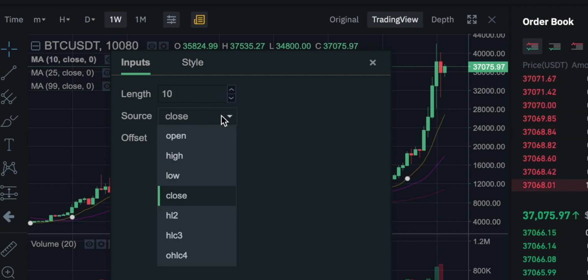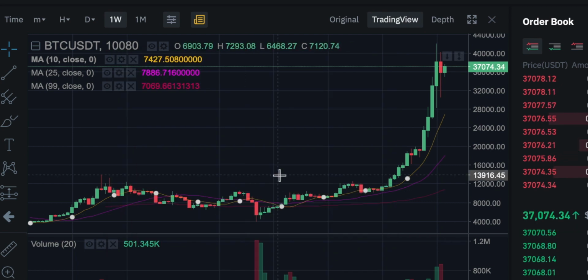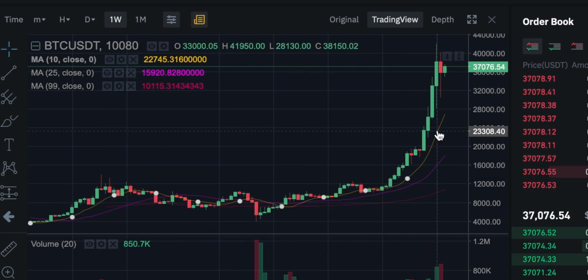The source is the closing price. I would recommend that one. So they take the closing price for the day and then use that to make a moving average of the prices. We're going to click OK like this. This will not change too much. 7 to 10 day, you won't see that on the chart.